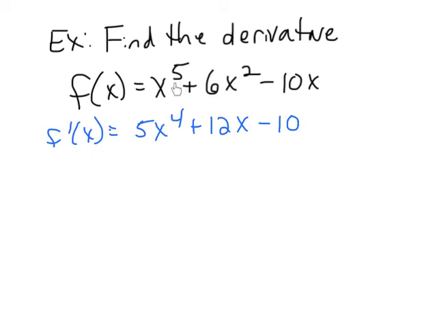I bring the exponent down in front, and I lower it by 1. So 5x to the 4th, my exponent down in front, multiplied by the 6 to get the 12. 2 minus 1 is 1. And then here, my exponent is 1, it's implied, and x to the 0 is an implied 1, so you don't see the x anymore. So that is the derivative of f of x.